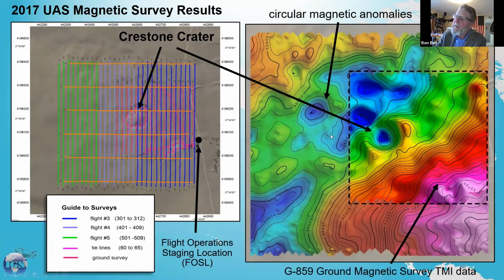Within that trough, which I call a low magnetization trough, there are several different circular anomalies popping out that I could not explain. I didn't know what caused the Crestone crater at the time. The prevailing hypothesis was that it was due to a meteorite impact. I think we've come up with a different sort of story for it, which I'll explain a little bit.